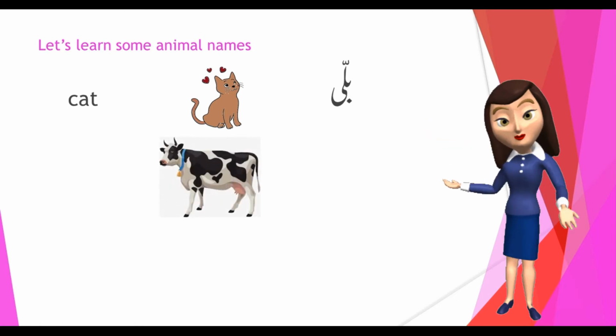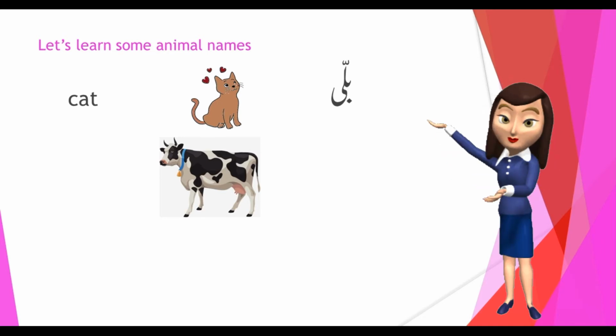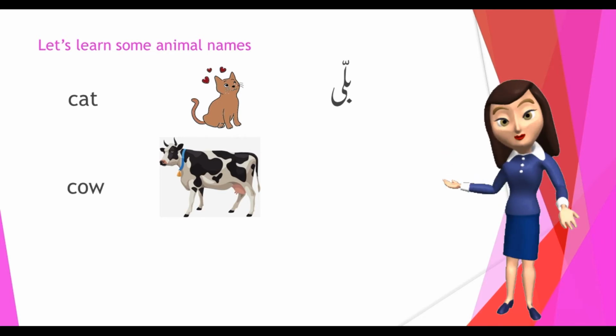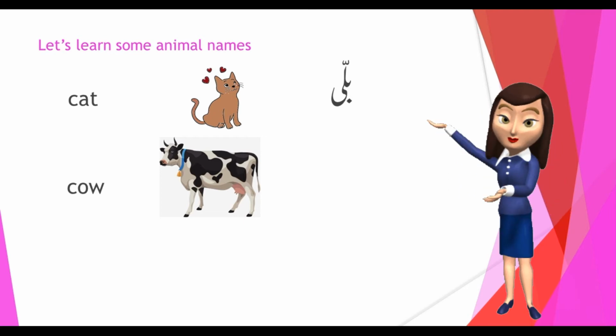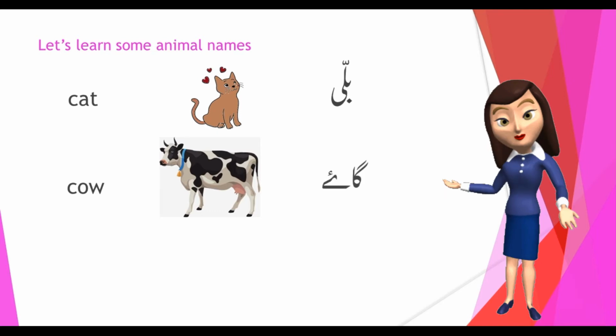Oh, look at this animal. In English we say cow, cow. And in Urdu, गाय, गाय.